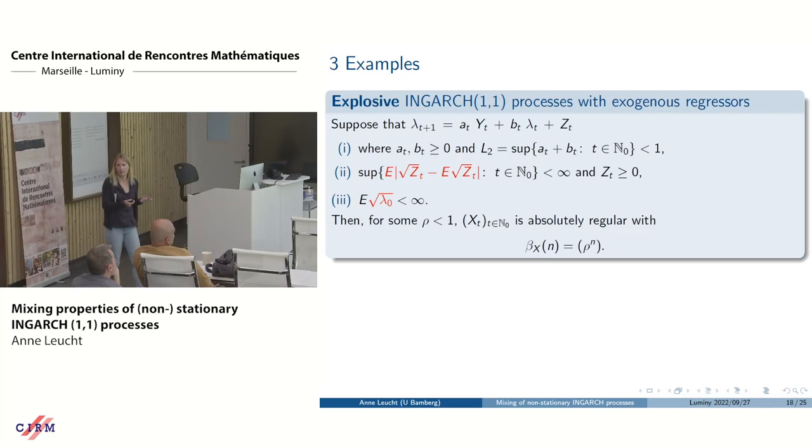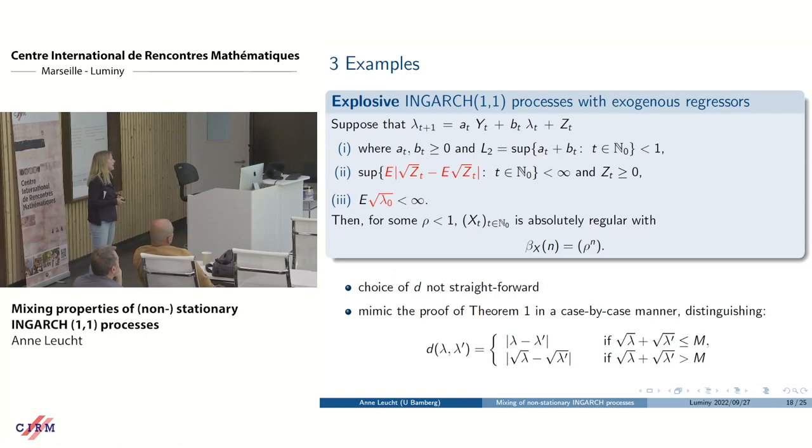Again, we get absolute regularity. Here we do not have such a nice representation. Still, we have this exponential decay. And the problem with this example is that the choice of the metric is not straightforward. We have to balance somehow between both metrics, so we can mimic the proof once with this L1 distance, once with the distance of the square root term. For the large lambdas, we take the square root. For the small lambdas, we take the ordinary metric, and then we have to balance these things, choose M appropriately, and so on and so forth, and then we get this result.